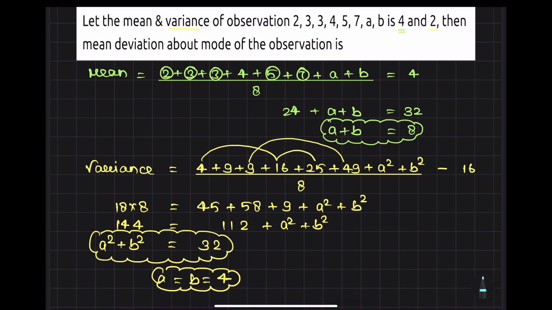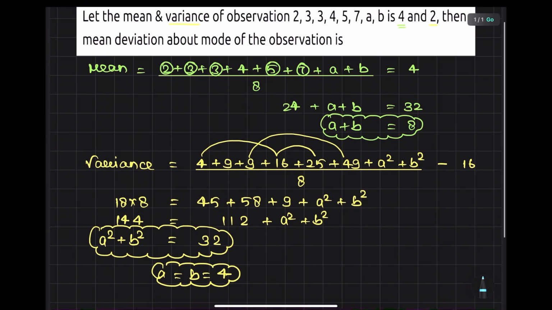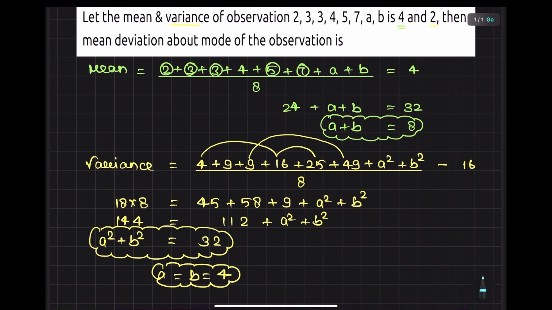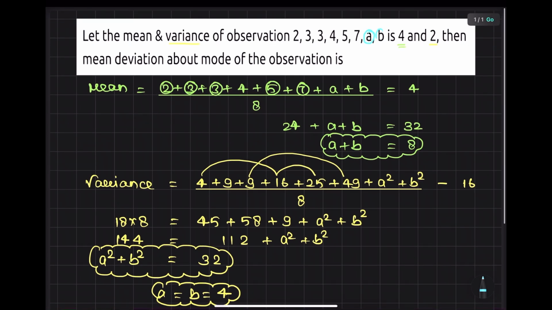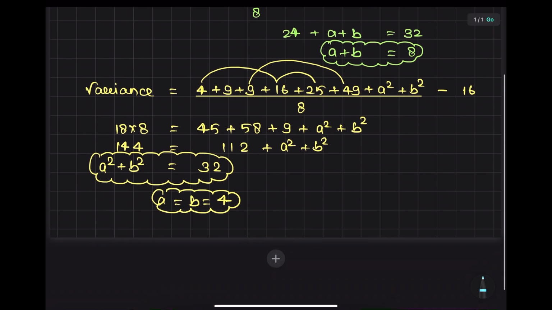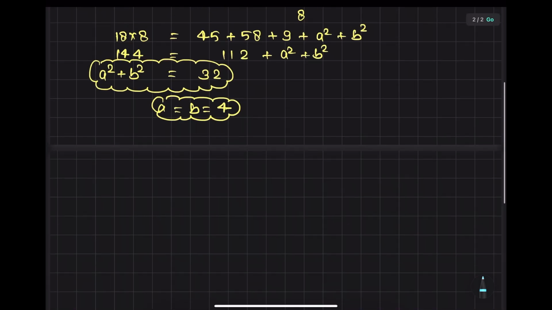Now we need to find out the mean deviation about mode. So mode means what? The highest frequency. Okay, so if it is talking about highest frequency, if you observe, a and b are 4 and you are already having 4. So how many 4s did you get? You got three 4s. Okay, so the mode becomes 4. Okay, so from every element you have to subtract 4.